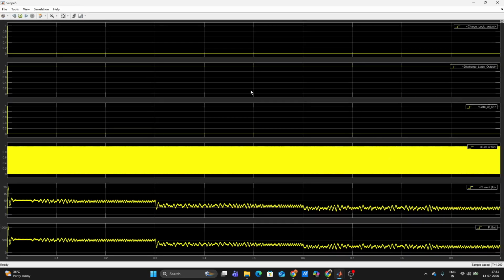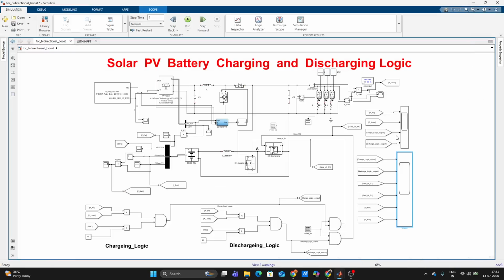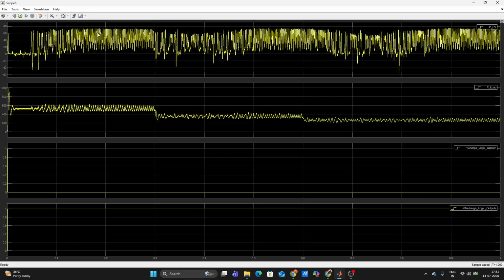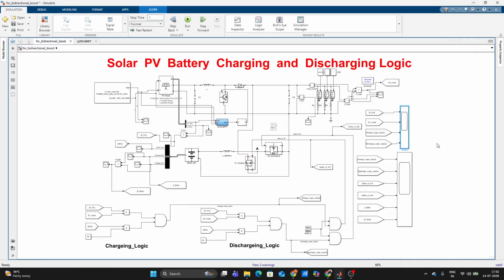Now all the loads are connected. We have to see the PV and load. At this condition, the charge logic output is not working; it's zero. And for the discharge logic, the battery is continuously discharging because we have connected this load. Before, after 0.6, there was no load. So it's working properly.